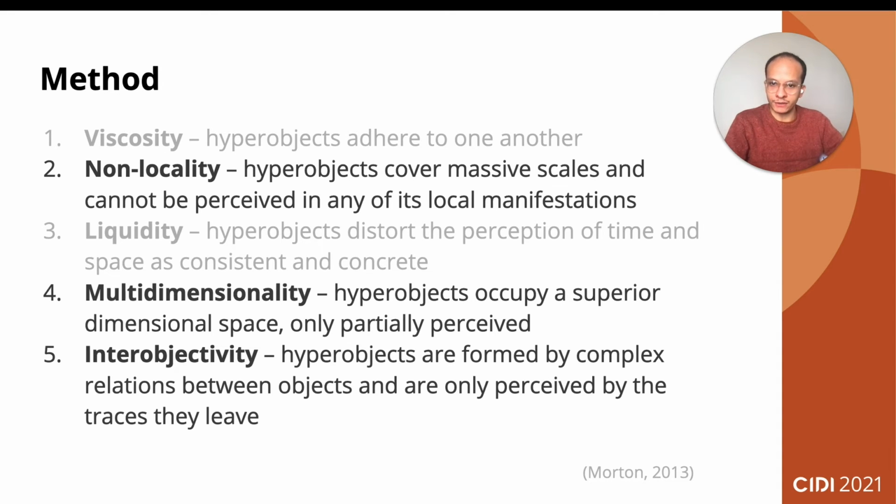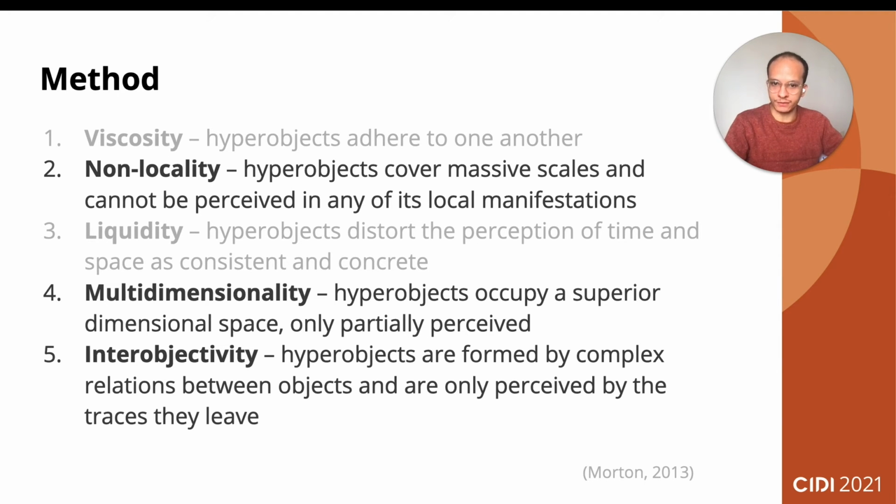Non-locality refers to the capacity of hyperobjects to cover massive scales, also temporal and spatial scales, which make it difficult for it to be perceived in any of its local manifestations. So a single plastic bottle doesn't represent the totality of plastic and microplastic which exists in our atmosphere. And its massive scale defies our perception in any of its local manifestations.